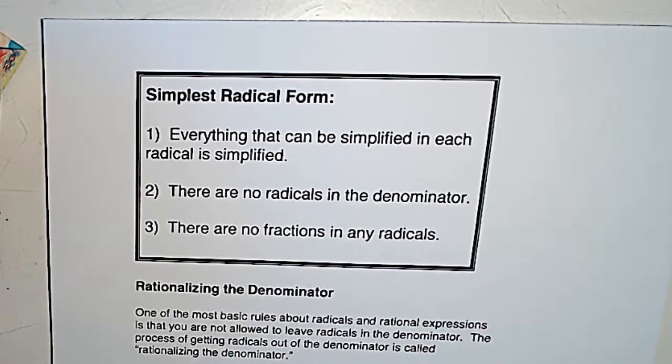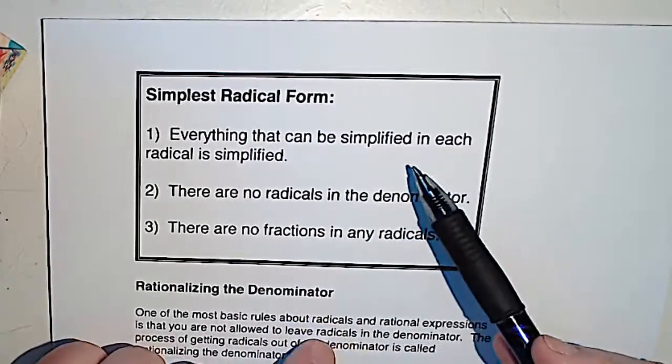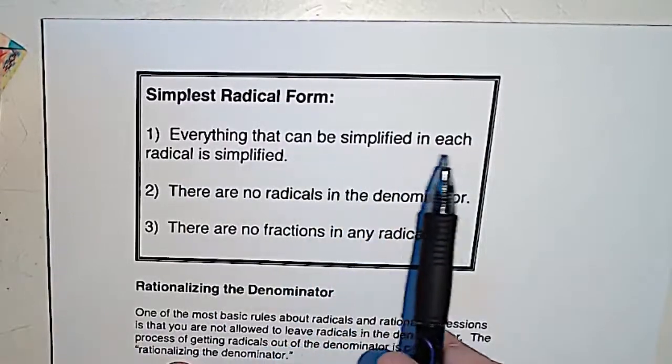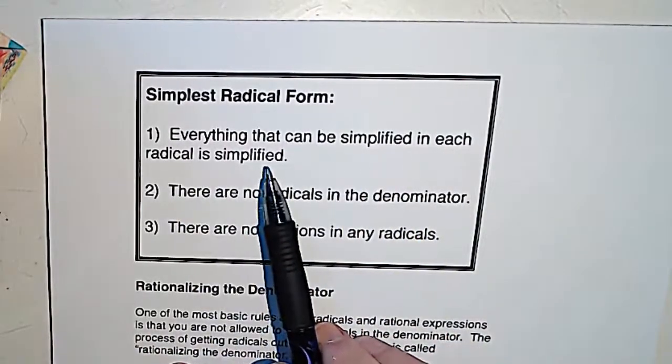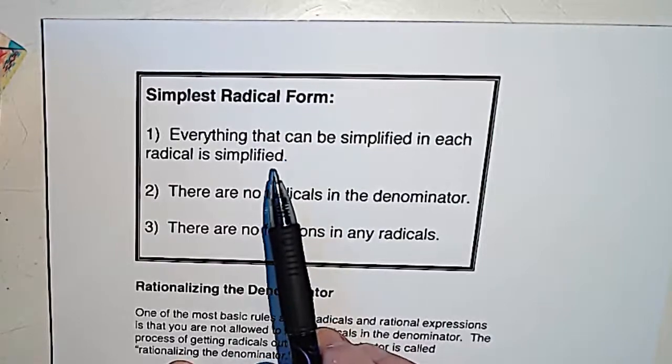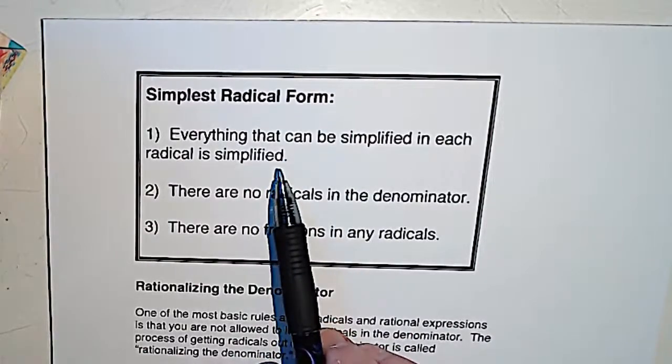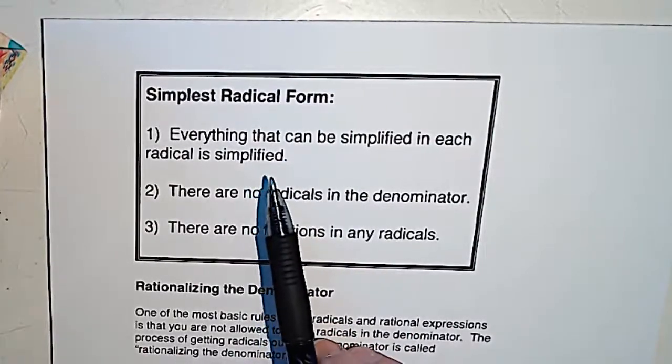This is a concept called simplest radical form. This is an agreement for how to be polite with your radicals. So in other words, do not leave radicals lying around unless they follow the following rules. Everything that can be simplified in each radical is simplified. So if you've got the square root of 4, you write that as 2. Don't leave a square root of 4 lying around.